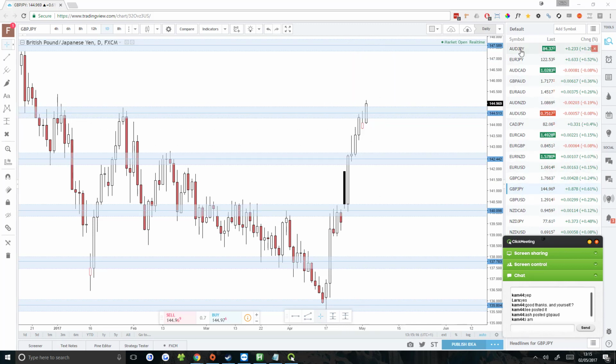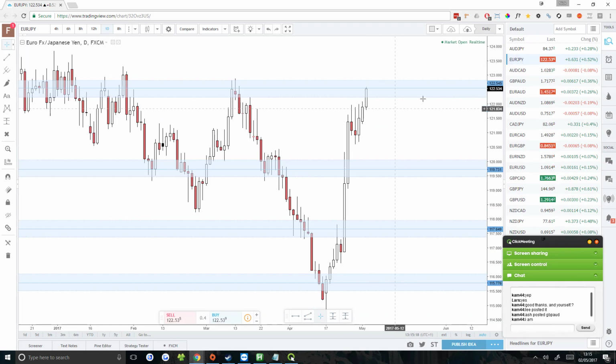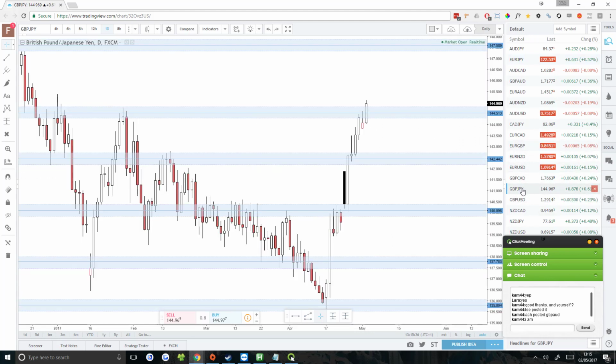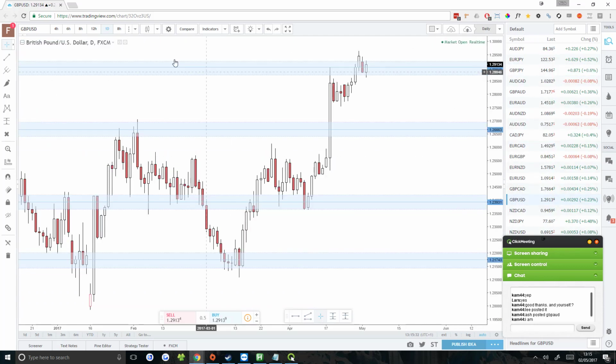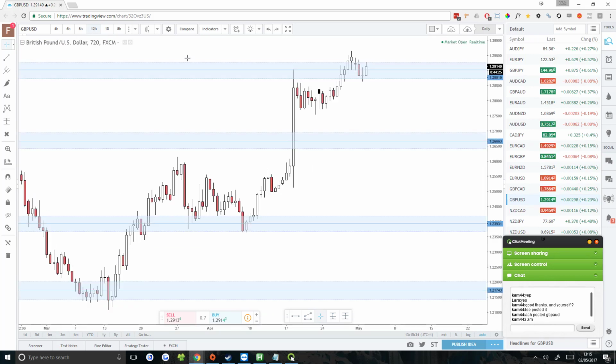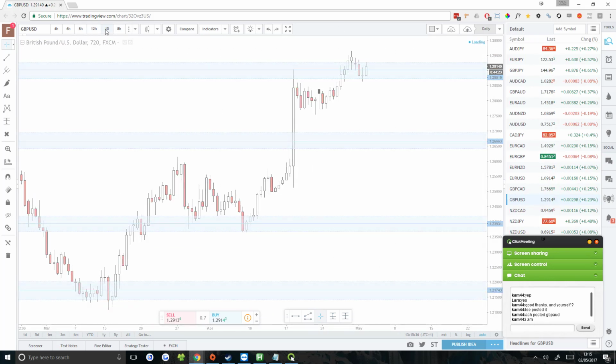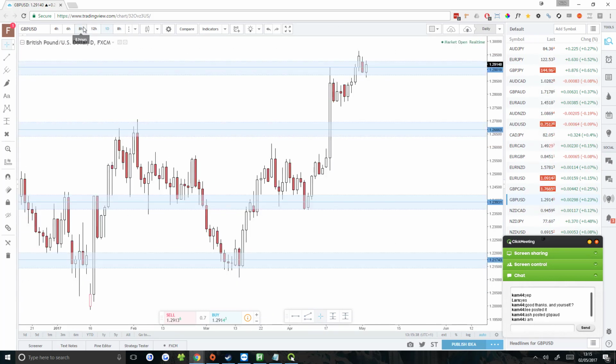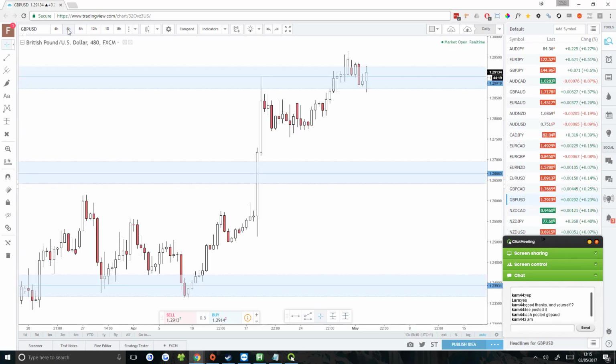I think between the two, GBPJPY and EURJPY, EURJPY looks like it would potentially be a better setup if we do see signs of price stalling. I'll keep an eye on both of them, but I'm already leaning towards EURJPY more. All right, GBPUSD. GBPUSD is stalling pretty heavily on this resistance area, but it's very, very messy.